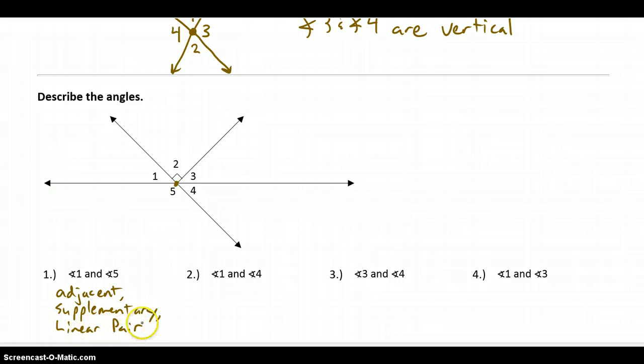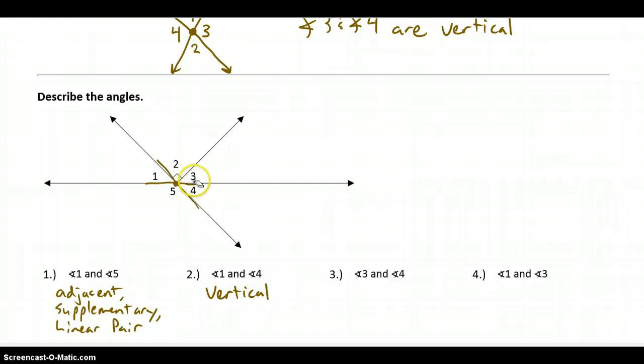If I look at angles 1 and 4, 1 and 4 share a vertex, but no common sides. If I look, their non-common sides actually form two pairs of opposite rays. So 1 and 4 are going to be vertical.